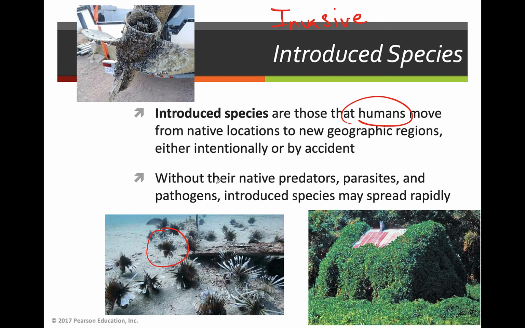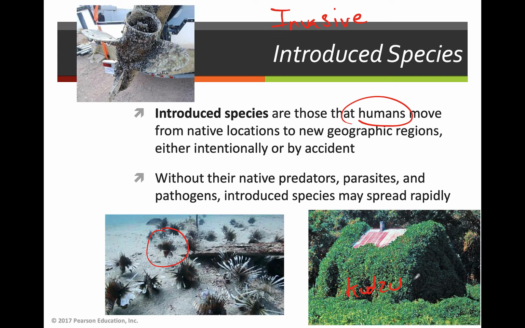This is called kudzu, and if you've ever driven on the highway in the southeast, you have probably seen this. This is a very fast-growing vine which will grow up over other plants and then completely shade them out and kill them.